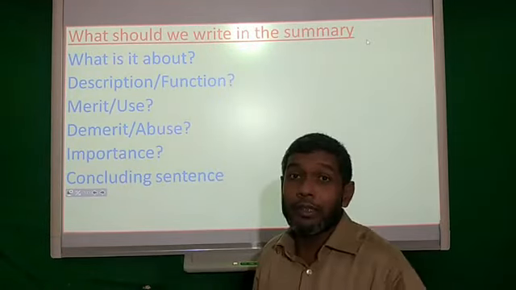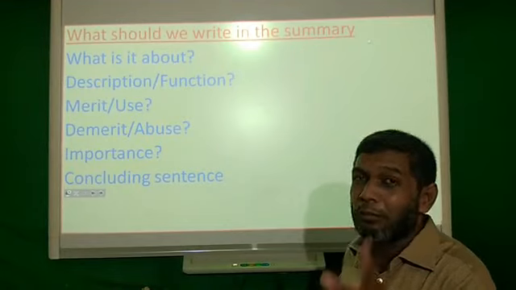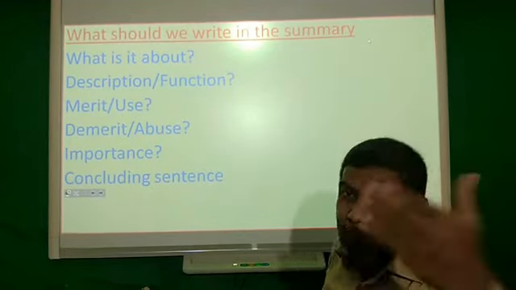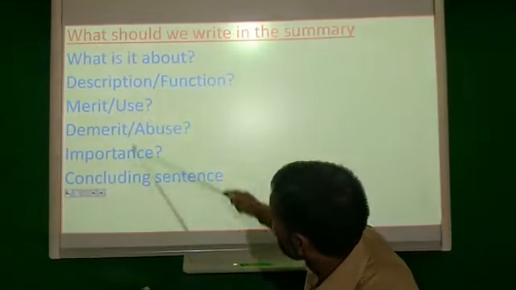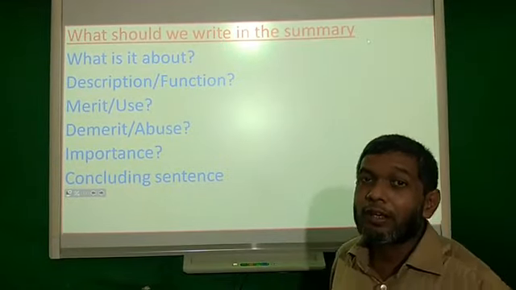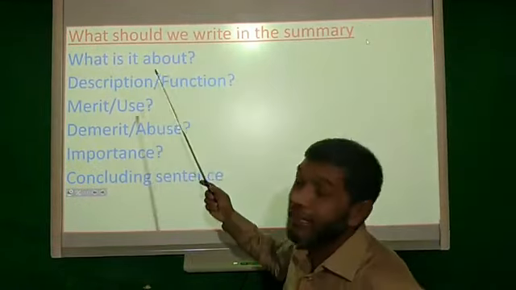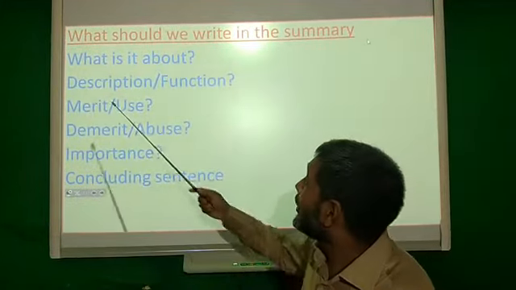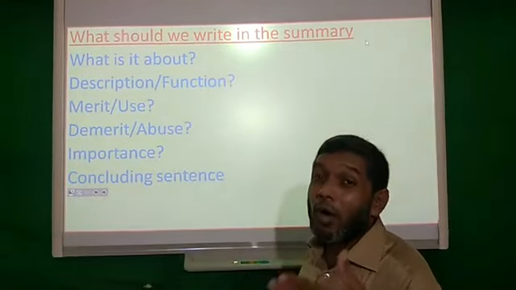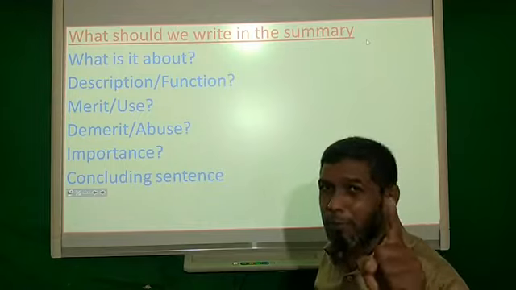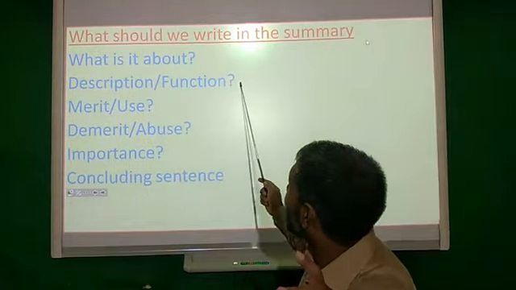Okay, within 1 minute I am going to give you some clues to write a good summary by reading a passage. If you develop these 6 sentences, your summary will be a good one. So what is it about? Meaning, what the passage is about, and description and function. What you have read, you will take one function which is very important, and write down a sentence on that.